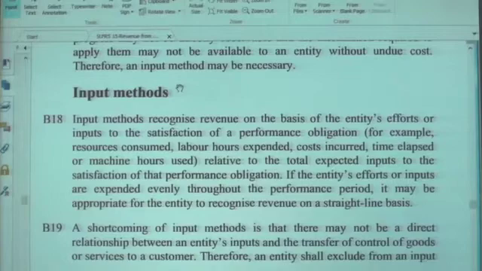Is that clear? Or, an easy method: you can calculate the total expected cost. Then you can calculate how much cost you incurred up to the reporting date. Therefore, the cost incurred will be divided by the total estimated cost to get a percentage. That is how the input method can be used.